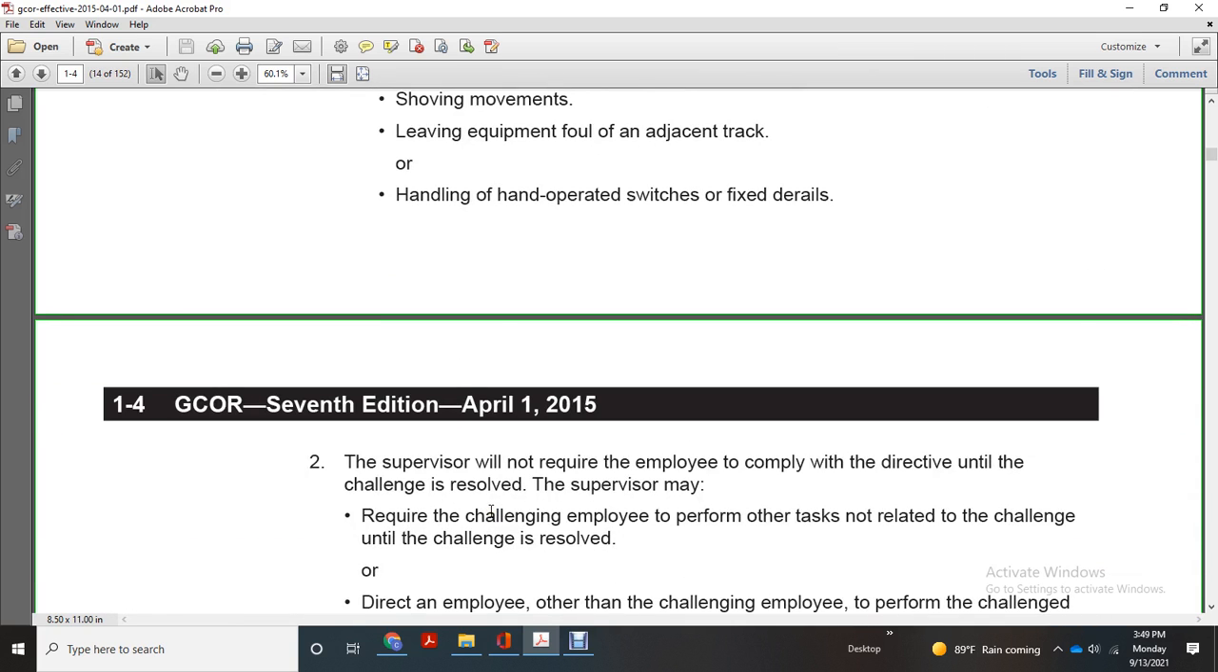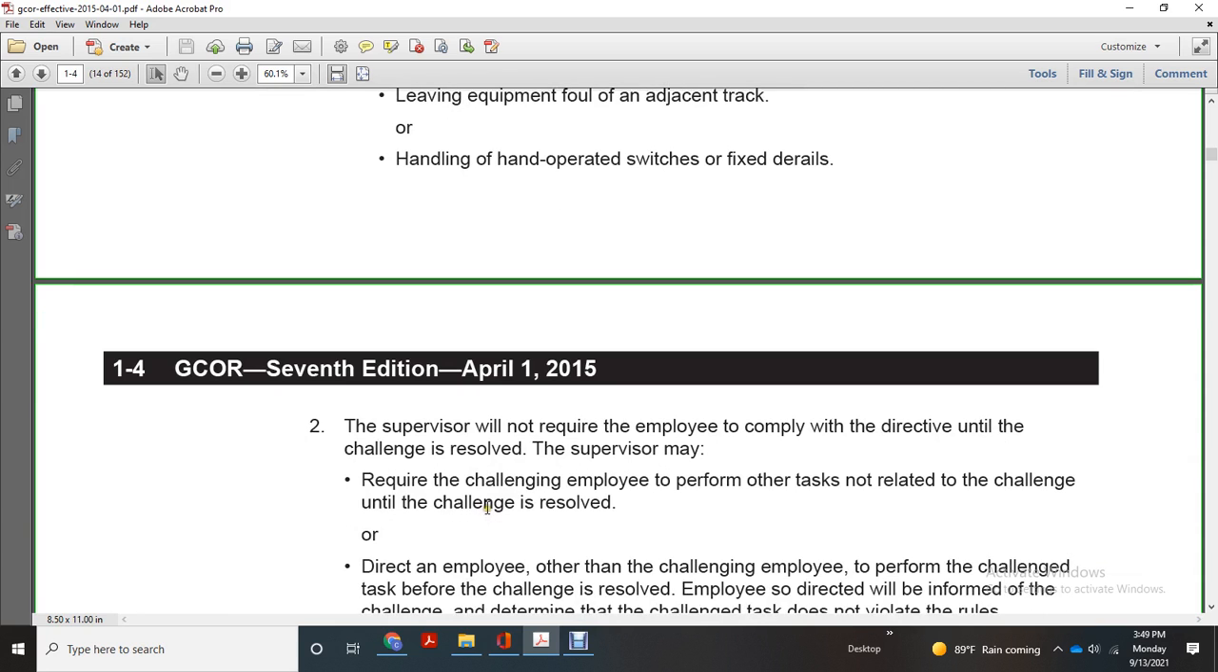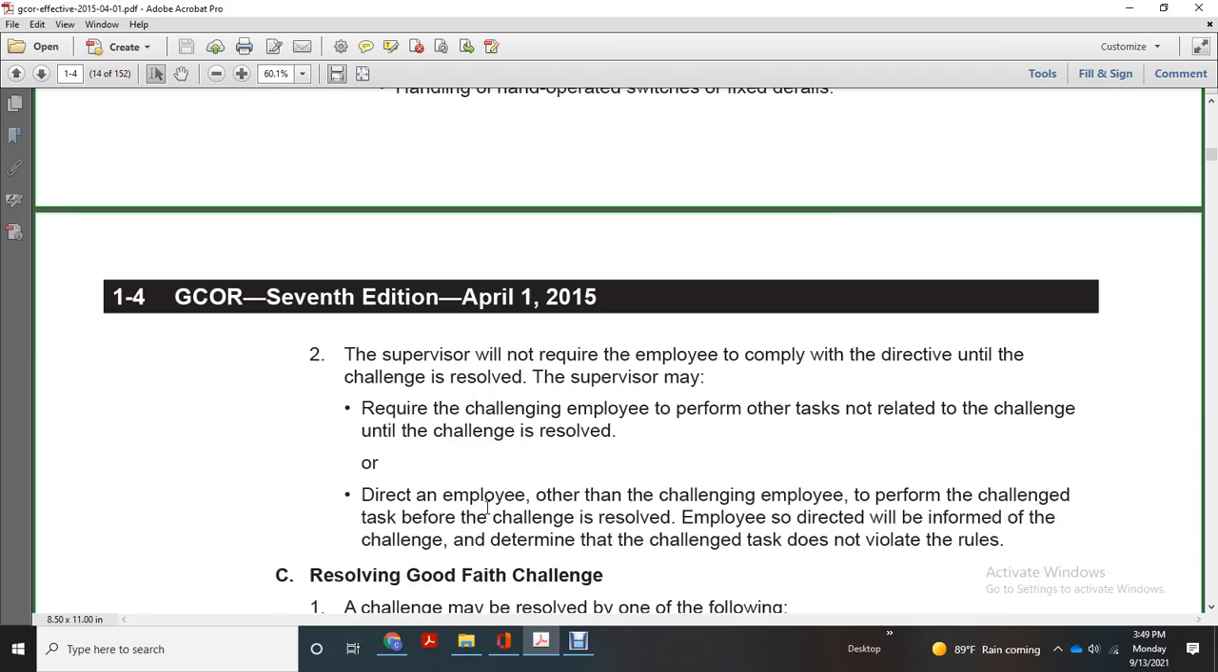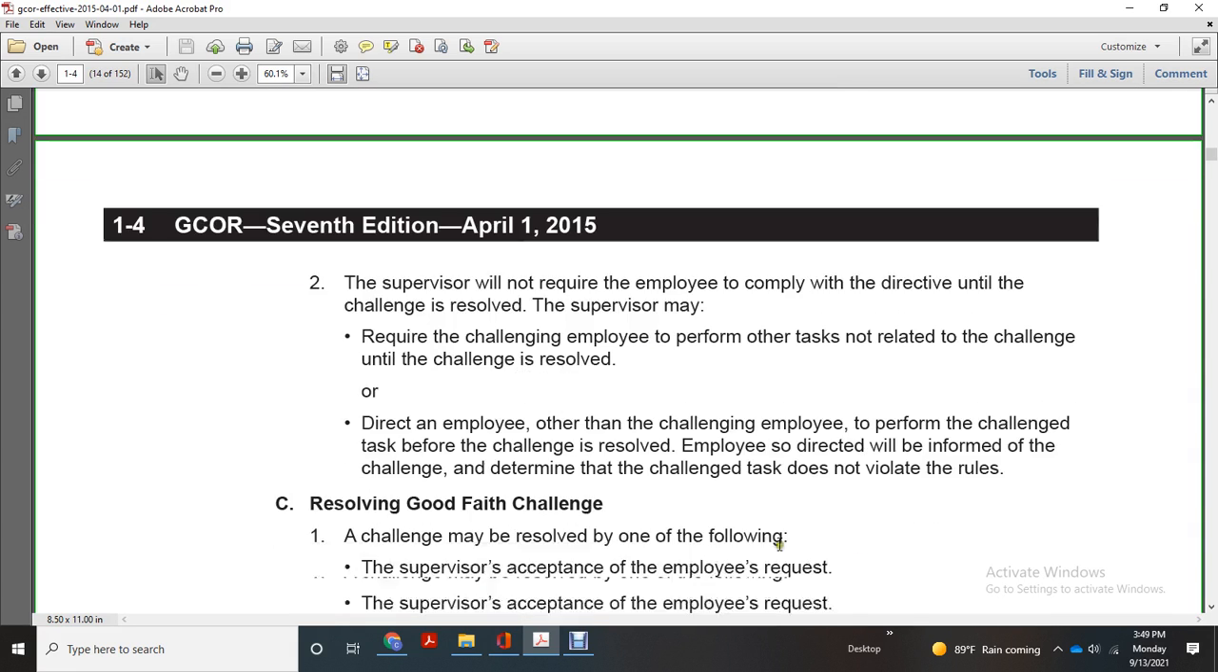2. The supervisor will not require the employee to comply with the directive until the challenge is resolved. The supervisor may require the challenging employee to perform other tasks not related to the challenge until the challenge is resolved, or direct an employee other than the challenging employee to perform the challenged task before the challenge is resolved. The employee must directly inform the other employee of the challenge to determine that the challenged task does not violate the rules.